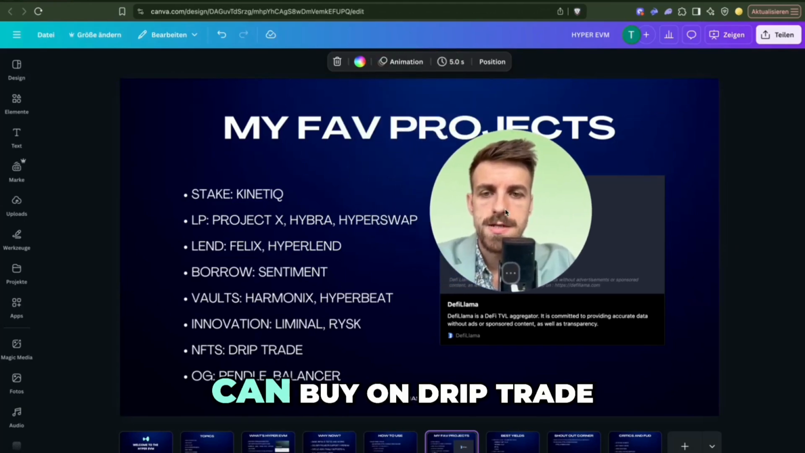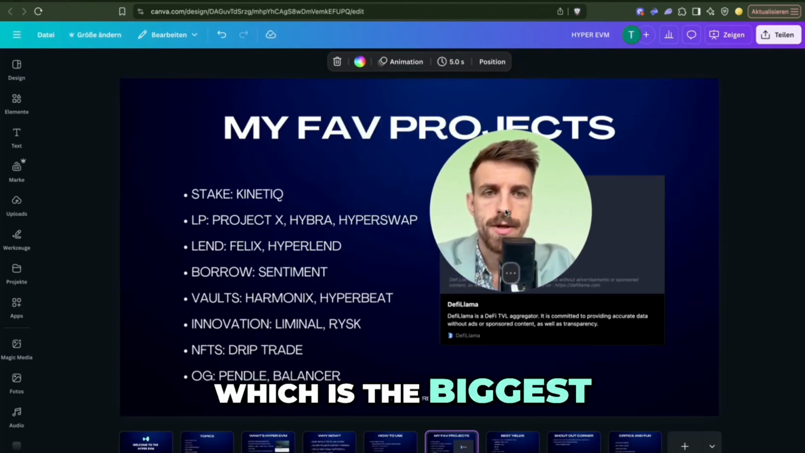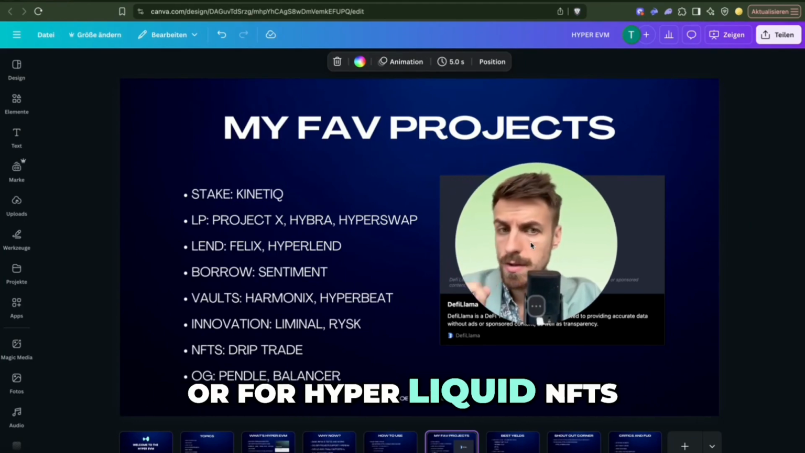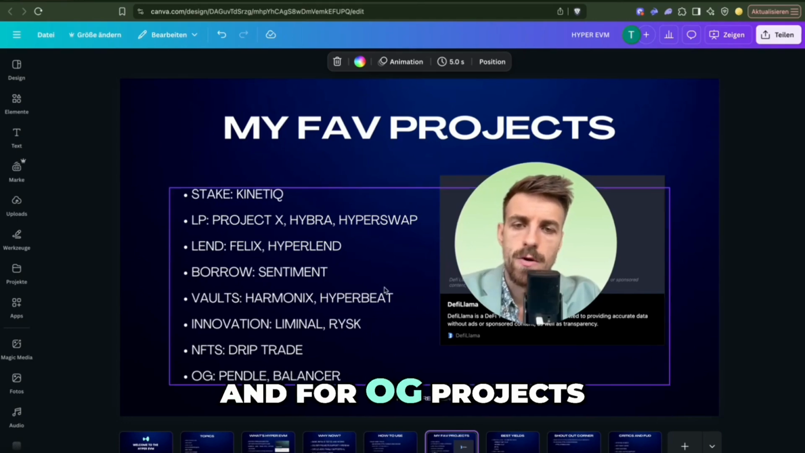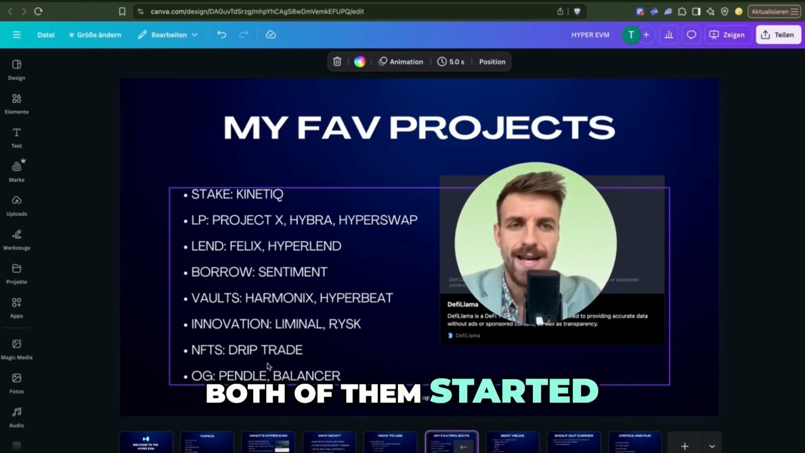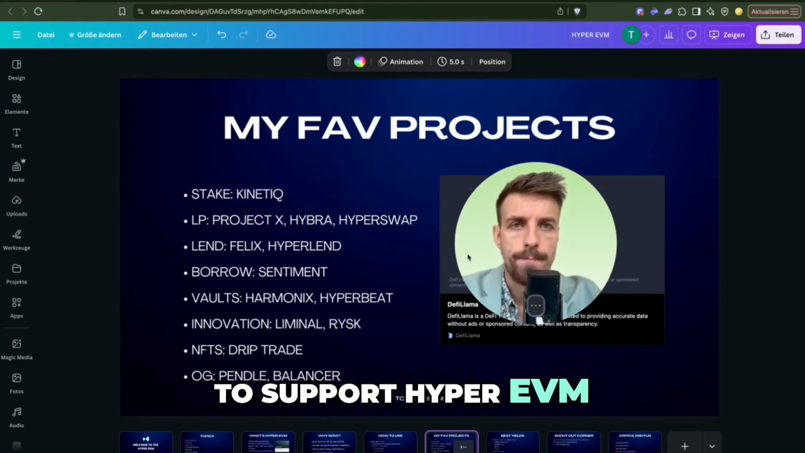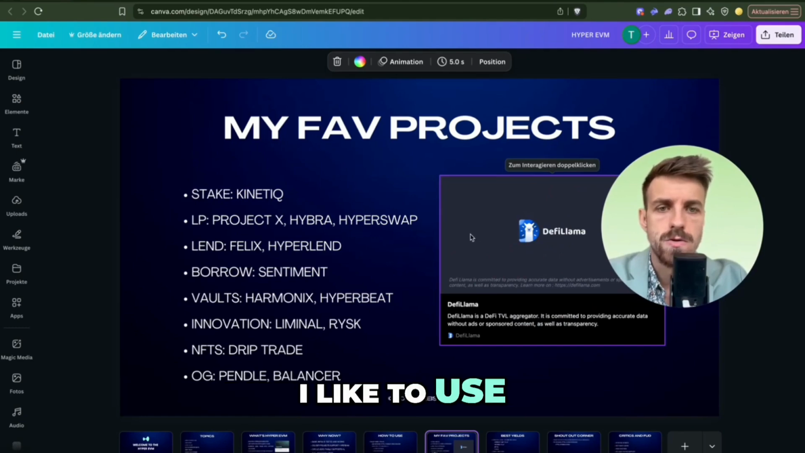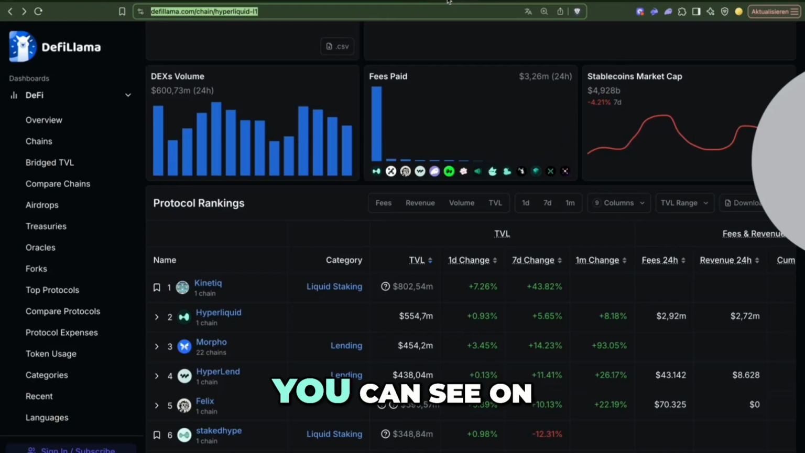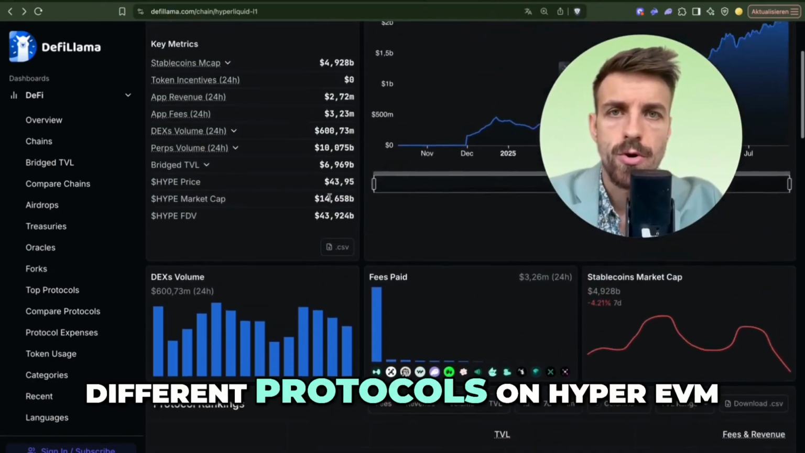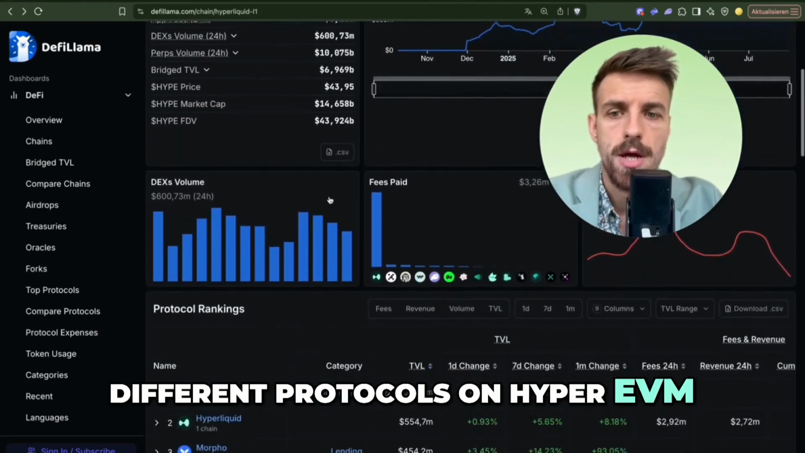For NFTs, you can buy on DripTrade, which is the biggest NFT platform for HyperEVM or for HyperLiquid NFTs. And for OG projects, you can use Pendle and Balancer. Both of them started to support HyperEVM. To check all the different projects, I like to use DeFi Llama. You can see on here, we have a nice overview of the different protocols on HyperEVM.